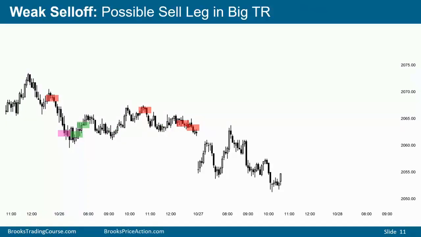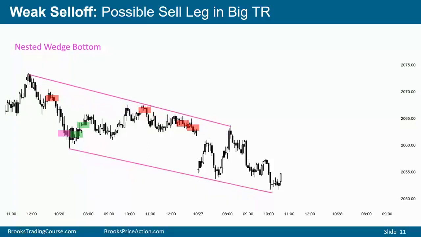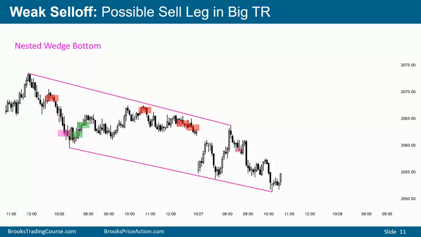Next day, big gap down. We have a wedge bottom here, 1, 2, 3, inside of a bigger wedge bottom, 1, 2, 3, and therefore it's a nested wedge. That has a higher probability of a swing up. This is what I mean by the nested wedge.